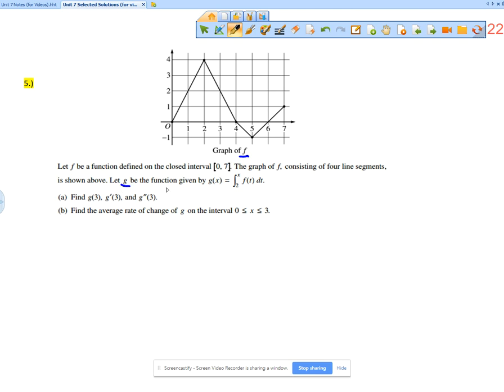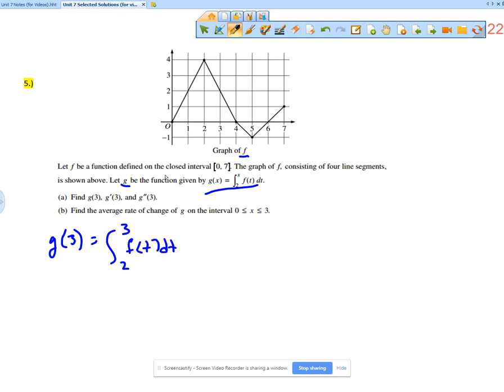Let g be the function given by g of x equals the integral from 2 to x of f of t dt. Very important that we understand this is how g is defined. So in part A, it says find g of 3. Initially this is just a function notation question. g of x is the integral from 2 to x of f of t dt, so I'm interested in the integral from 2 to 3.